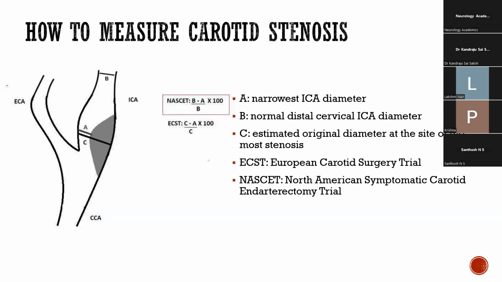So the most commonly used method for carotid artery stenosis measurement is the NASCET criteria, which is the North American Symptomatic Carotid Endarterectomy Trial criteria. Here, A is the narrowest ICA diameter, B is the normal distal cervical ICA diameter, and C is the estimated original diameter at the site of the most stenosis. According to the NASCET criteria, it is (B minus A) divided by B times 100, that is, normal distal cervical ICA diameter minus the narrowest ICA diameter, divided by the normal distal cervical ICA diameter, into 100.